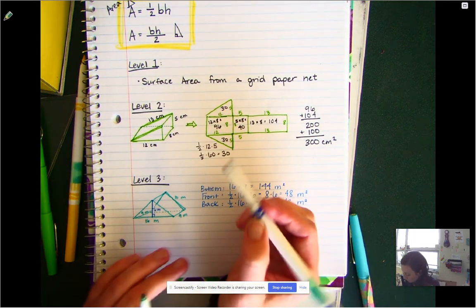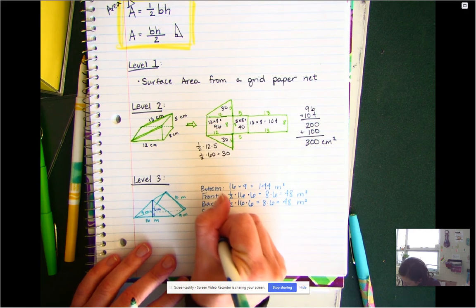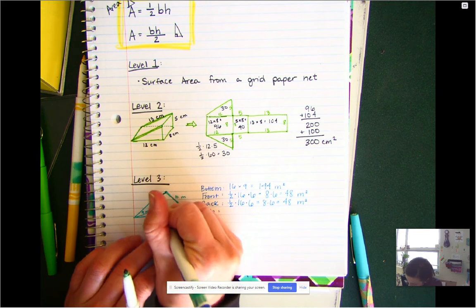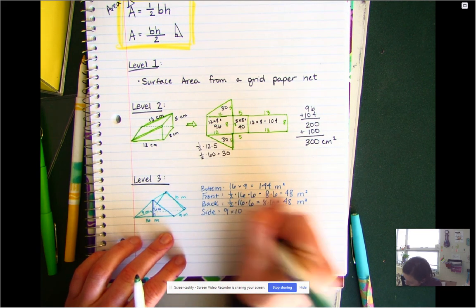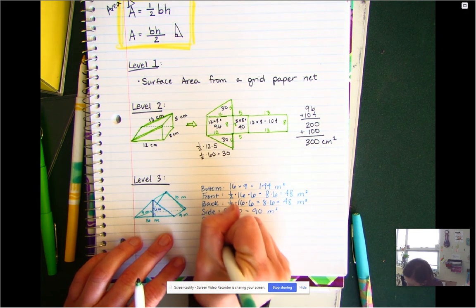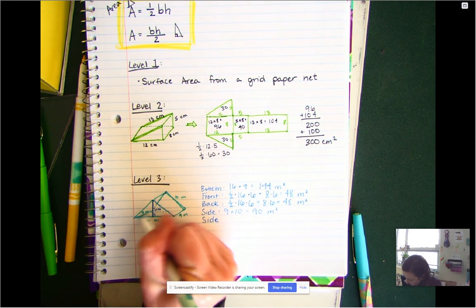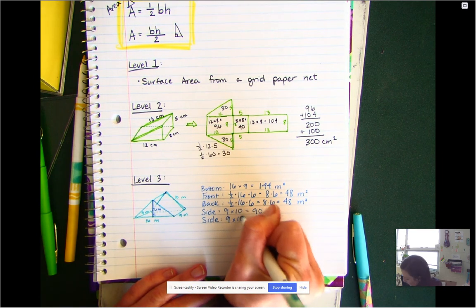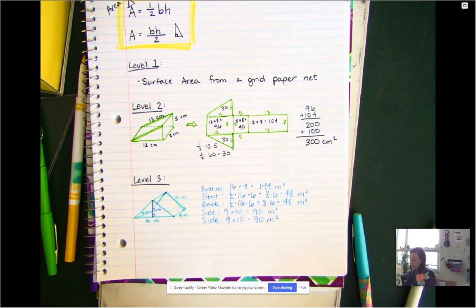Okay, so now I have the sides of the tent. So this side is a rectangle, I should say, sorry. It is 9 meters by 10 meters, which is 90 meters squared. And the other side is the same dimensions. So it is 9 meters by 10 meters. So we get another 90 meters squared. And again, my job now is to add these up.